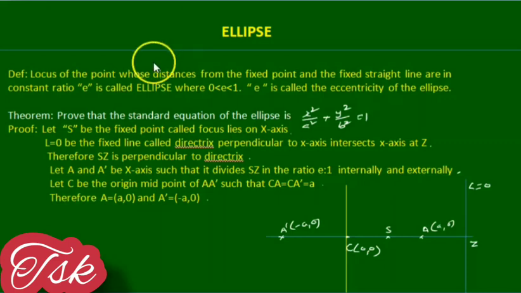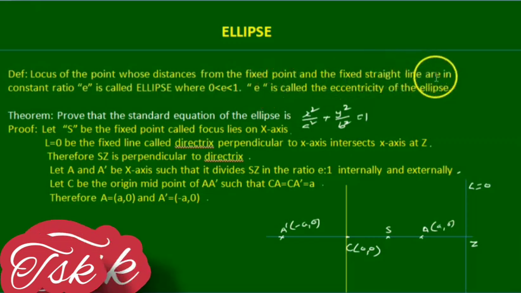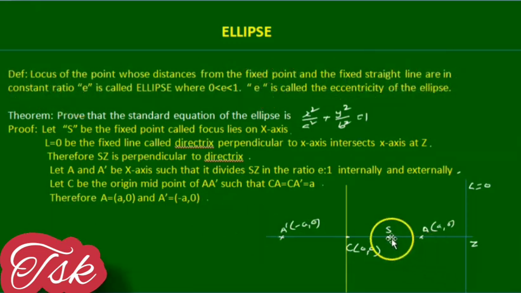Chapter: Ellipse. First definition. The locus of a point whose distances from a fixed point and a fixed straight line are in constant ratio E. If you take any point in the plane, the ratio of its distance to the fixed point S and its distance to the fixed line, the directrix, is E. This E is called the eccentricity of the ellipse, and if E lies between 0 and 1, then the locus of the point is called an ellipse. The locus of a point whose distances from the fixed point and the fixed straight line are in constant ratio E is called an ellipse, where E is the eccentricity of the ellipse.